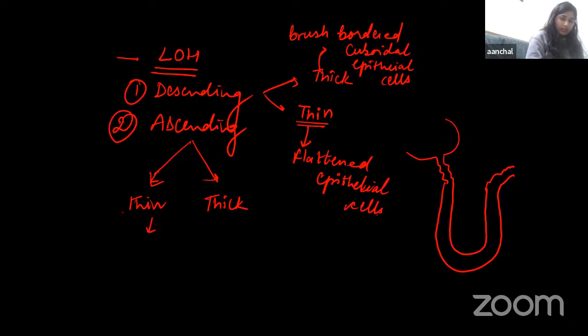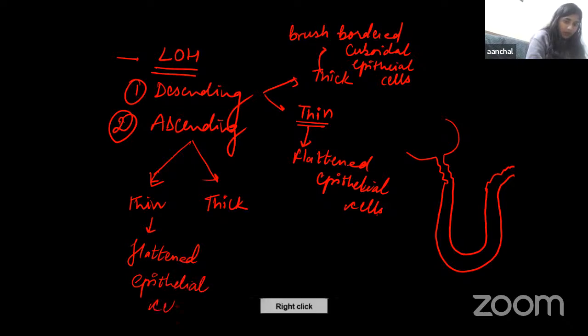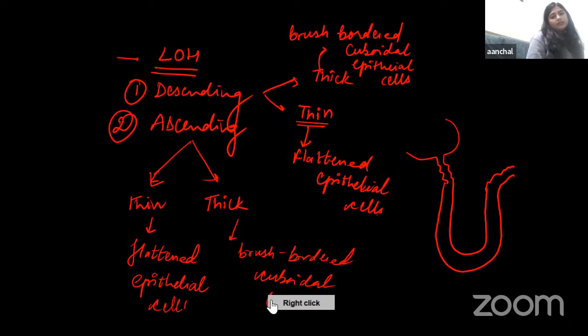So this thin ascending segment is the continuation of the hairpin bend also, and again it has flattened epithelial cells, and again this thick part also has brush bordered cuboidal epithelial cells. Right? So this is all about the loop of Henle.